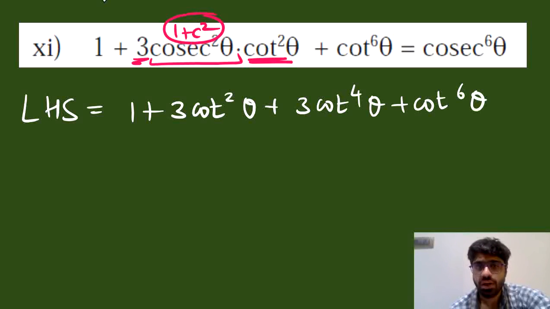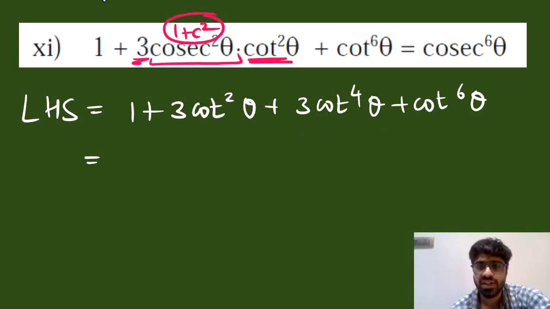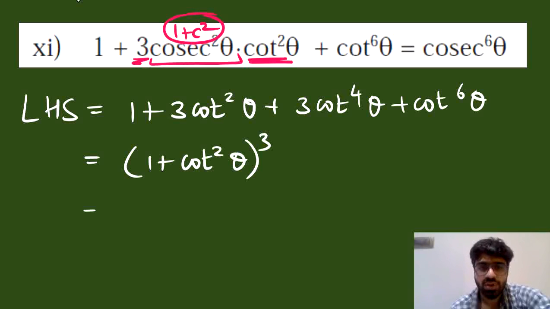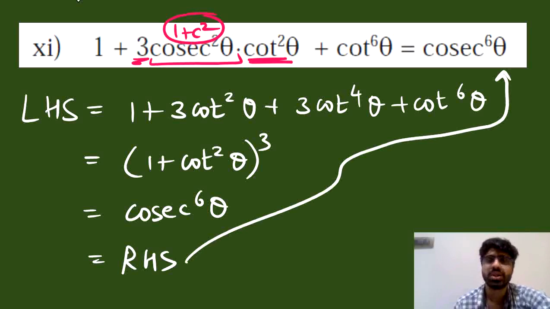Now you need to realize that if you consider cot square theta as x, this is like 1 plus 3x plus 3x square plus x cube, and that basically represents the expansion of 1 plus x the whole cube. Okay, so the entire expression is like 1 plus cot square theta the whole cube, but 1 plus cot square theta is cosec square theta, and the cube of cosec square theta will be cosec power 6 theta, which is very much what you have on the right hand side. And yeah, that's how we are proving the 11th question.